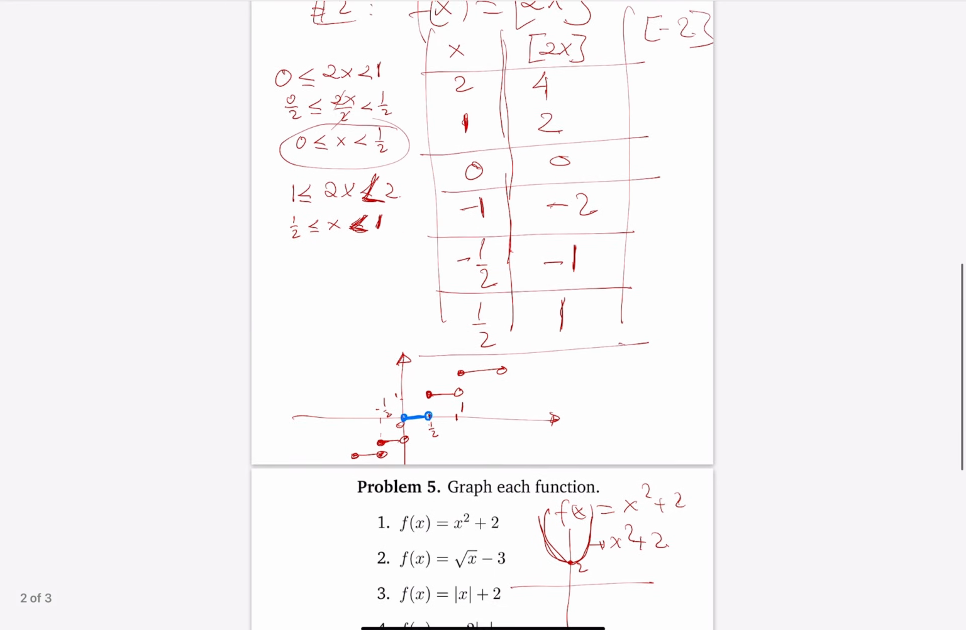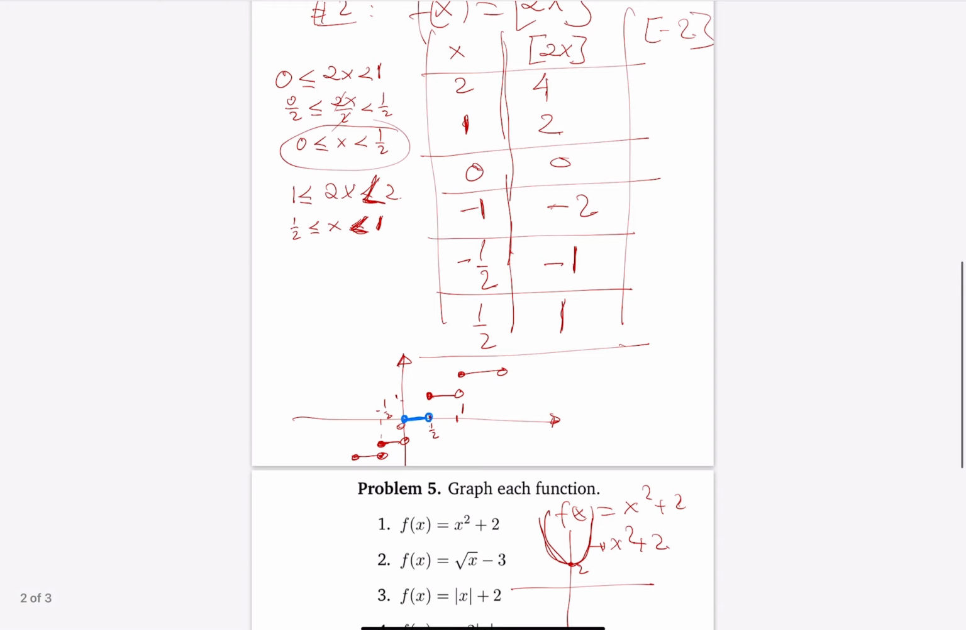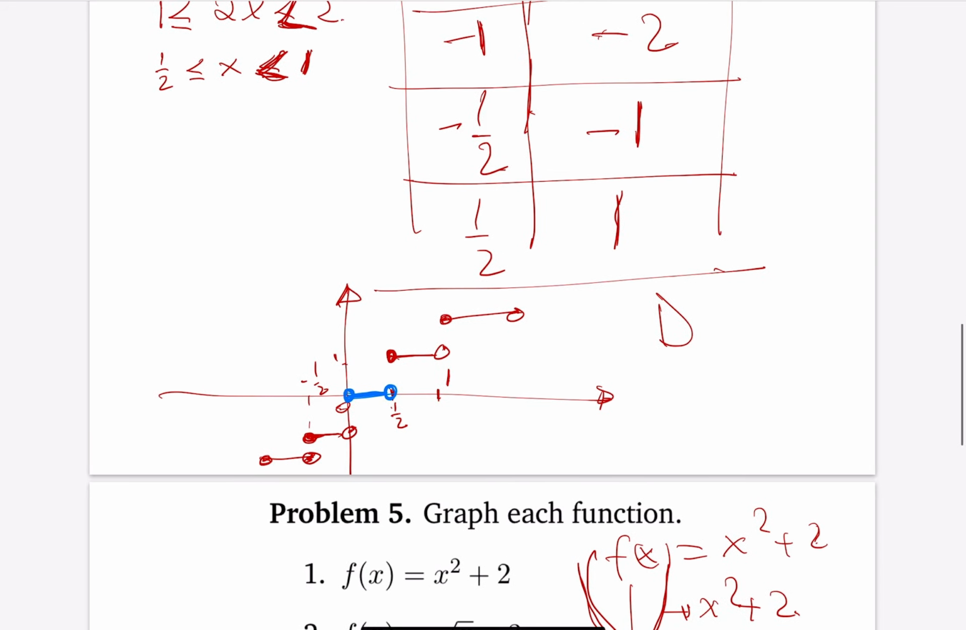Now the next one, I forgot to tell you about the domain and the range here. So if you graph this one, for example, because they ask you the domain and the range, the domain for this one is all real numbers.